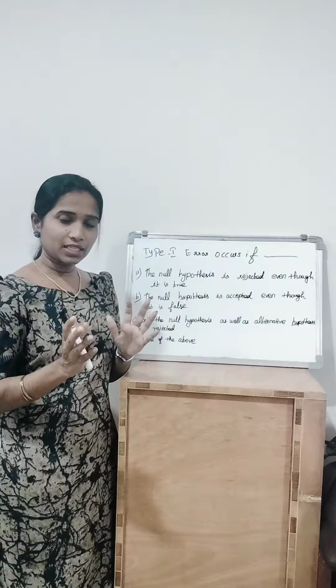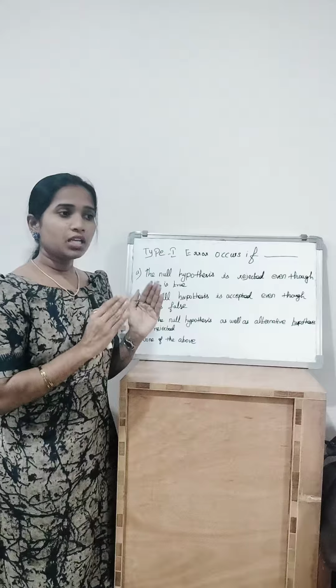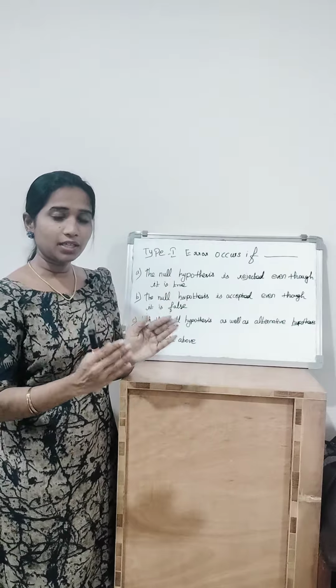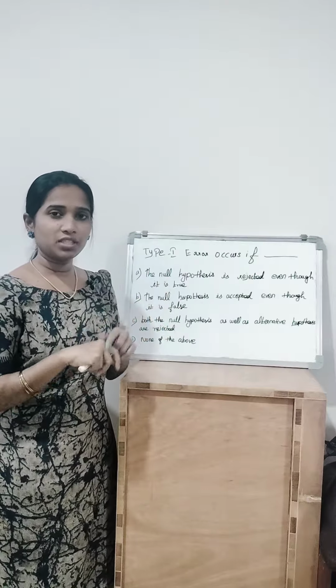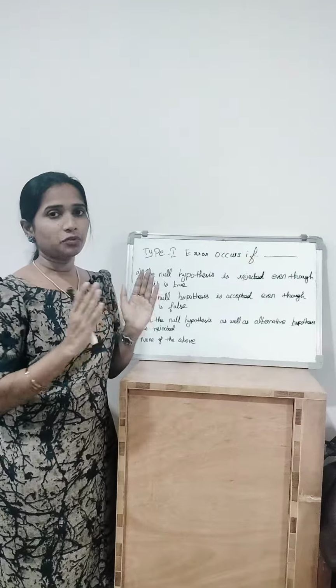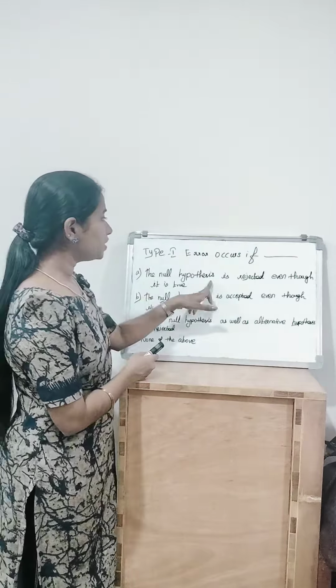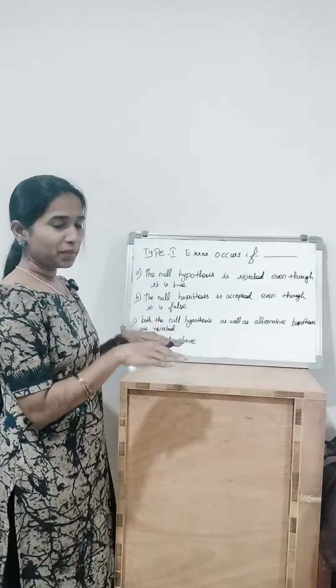So, if you have selected this type of hypothesis in your research study, it should be accepted. It has to be accepted, but by mistake, if you rejected this null hypothesis, then it's called a type 1 error, right? We'll see the options. The null hypothesis is rejected even though it's true. We'll see the remaining options also.